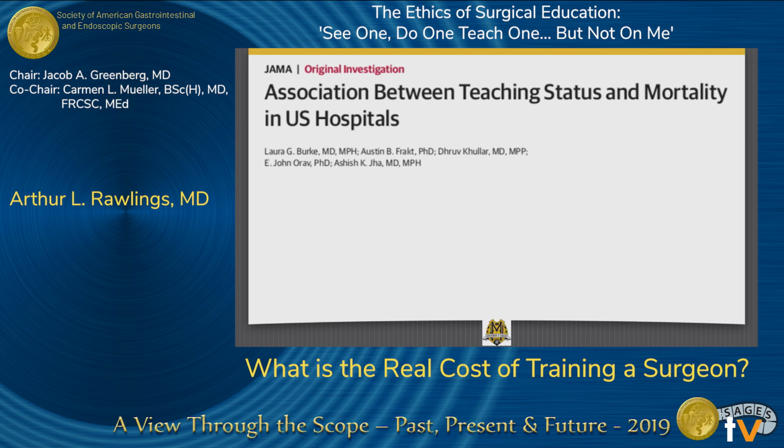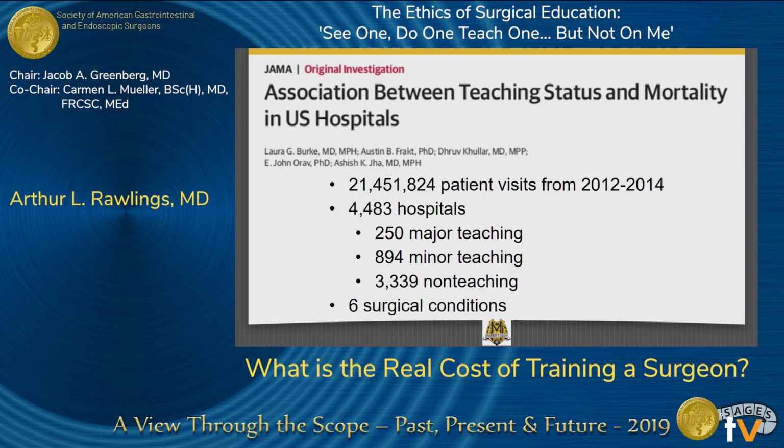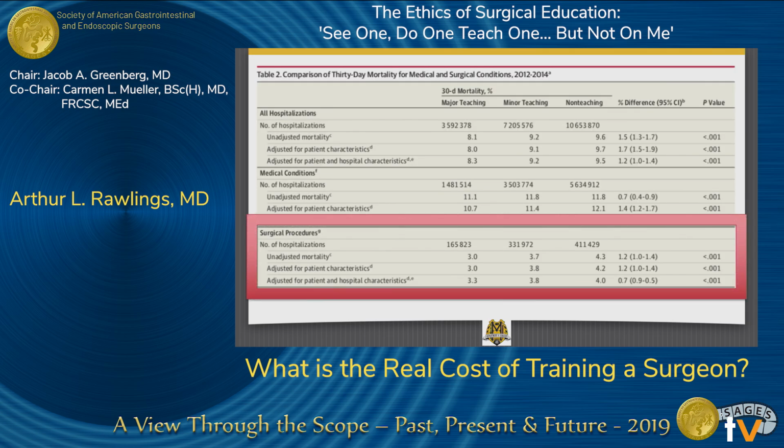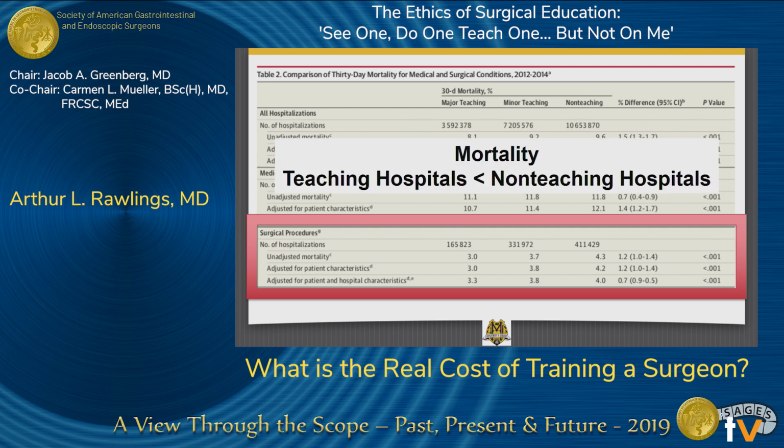Recently published: the association between teaching status and mortality in U.S. hospitals. They looked at 21 million visits from 2012 to 2014 at 4,400 hospitals on 6 surgical conditions. What they found is that, looking at those 6 surgical conditions, the mortality at teaching hospitals is actually less than at non-teaching hospitals. But again, that doesn't answer the question, what about the morbidity?